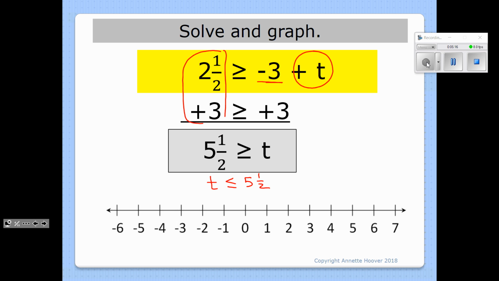So we're going to put a colored in dot at 5.5. I just estimate halfway between 5 and 6, so somewhere around in here is 5.5. It's less than or equal to, so I color in the dot and draw an arrow to the left.